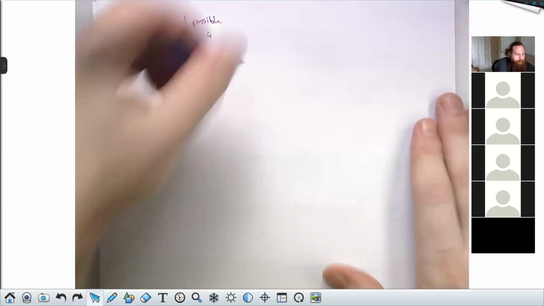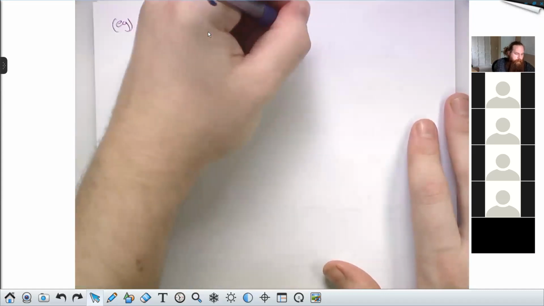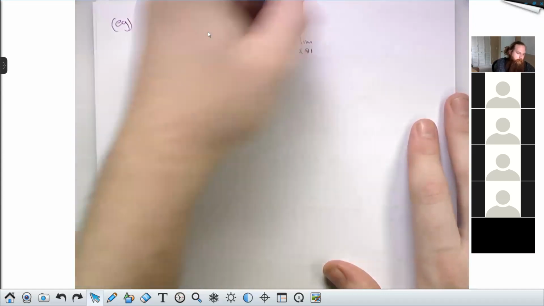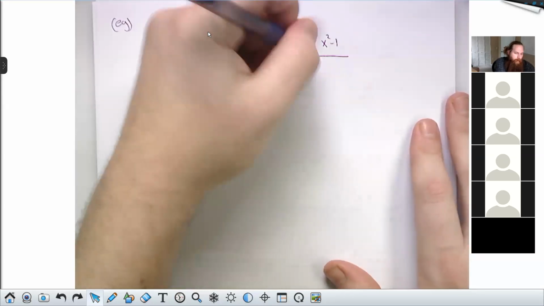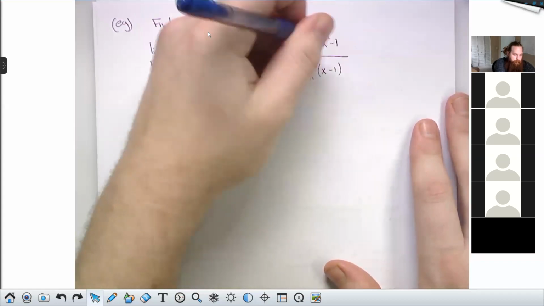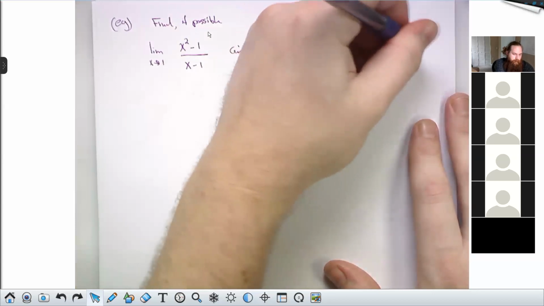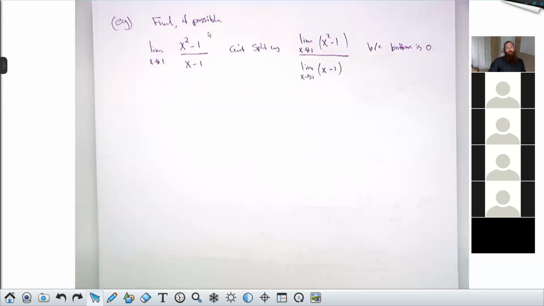I can't just split this up. I cannot split this as the limit as x goes to 1 of x squared minus 1 over the limit as x goes to 1 of x minus 1 because the bottom is 0. So even though this is a rational function, the number that we're trying to approach isn't in the domain because it makes the denominator equal to 0. It also happens to make the numerator equal to 0. But remember, 0 over 0 is an indeterminate form. It's not equal to 1.